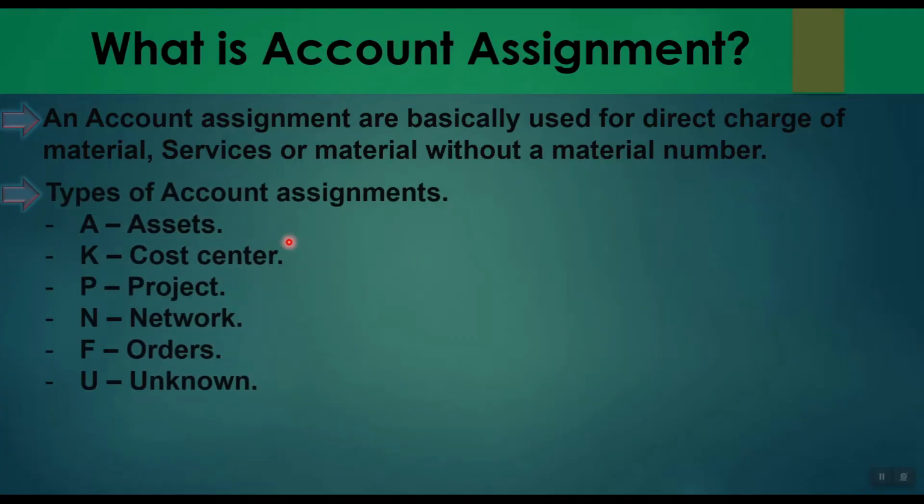So what are the different types of account assignment? We can see a few of them here, but while showing in the system I will show you all the types that are available: asset, cost center, project, WBS, then network, orders, unknown. We have already used a few of them, like cost center for services, then U for UB type of PO. So that way we can use account assignment. But today I will show you how to create such types of POs and what exactly the difference is between a normal PO and such a type of PO. So we will go into the system and see now.